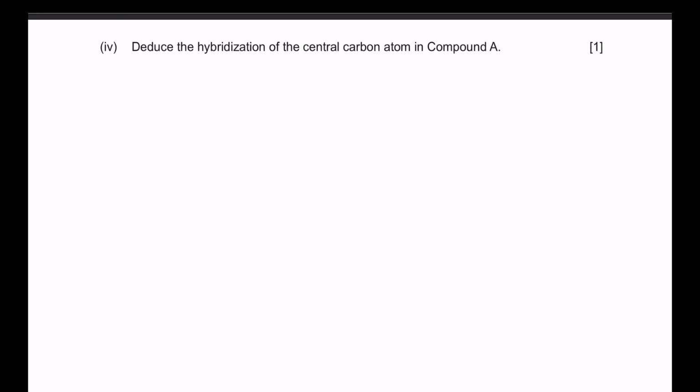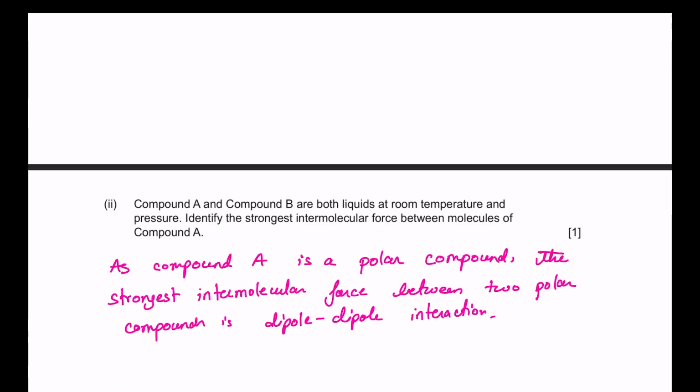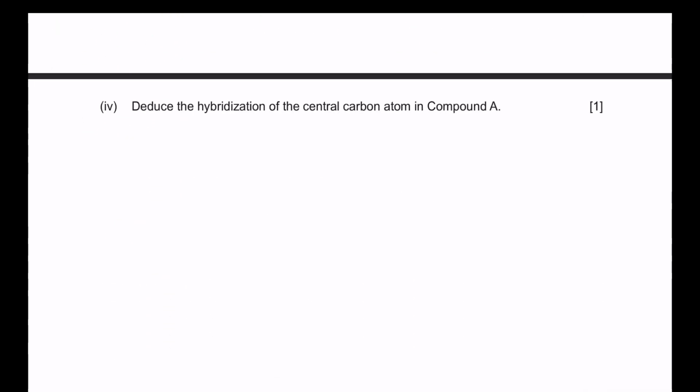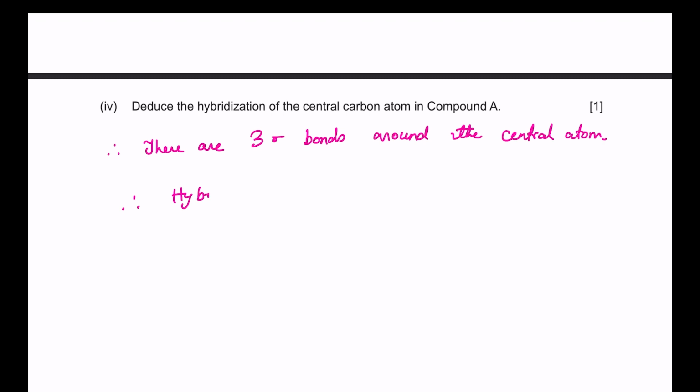The next one, you have to deduce the hybridization of the central atom in compound A. How to find the hybridization? We first count the number of sigma bonds around the central atom, and that will determine the hybridization. This carbon is the central atom. The number of sigma bonds around this carbon atom is 1, 2, 3. So there are 3 sigma bonds around the central atom. As there are 3 sigma bonds, the hybridization will be sp2.